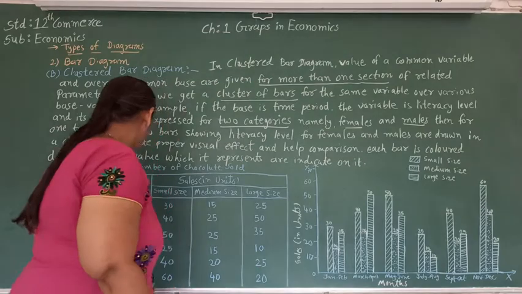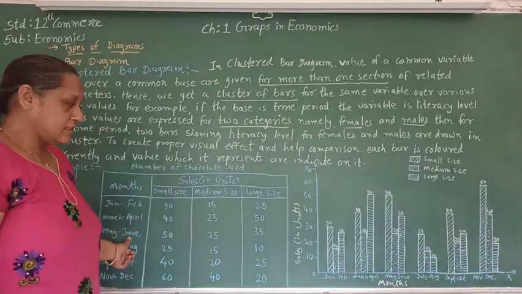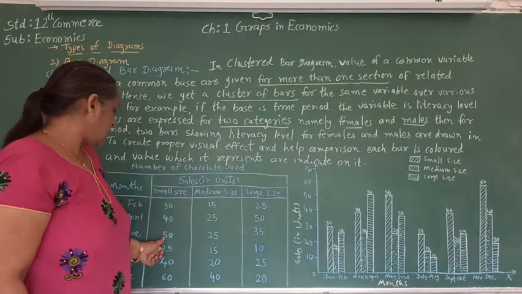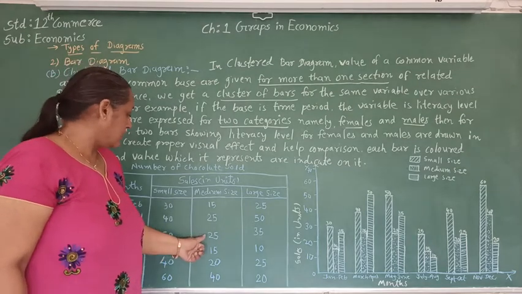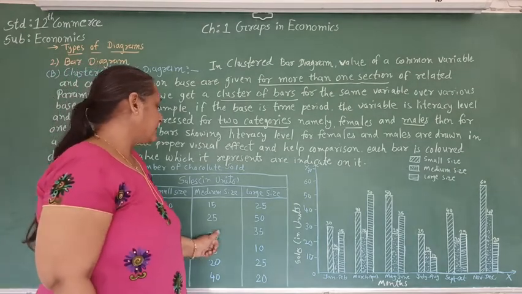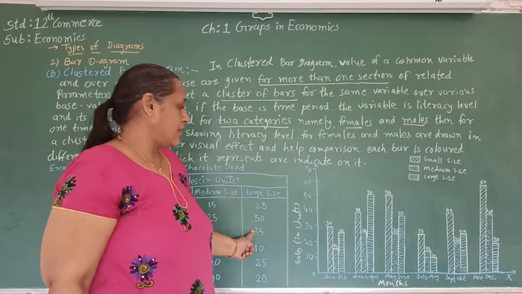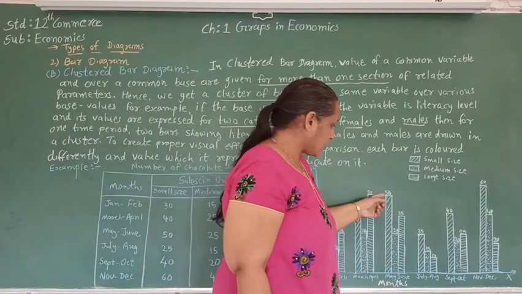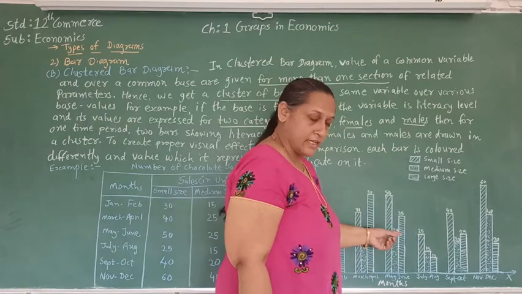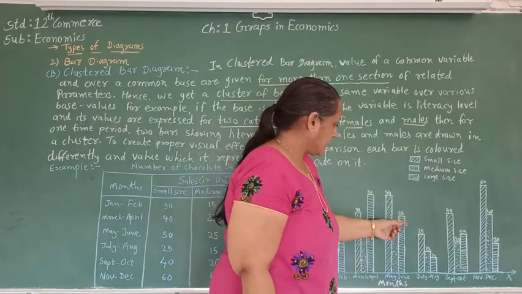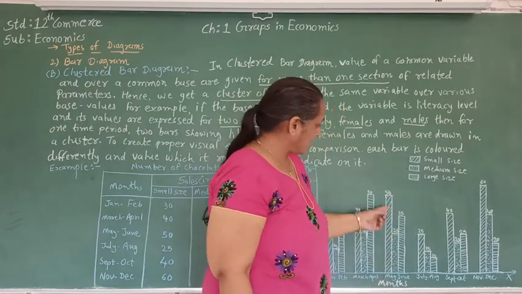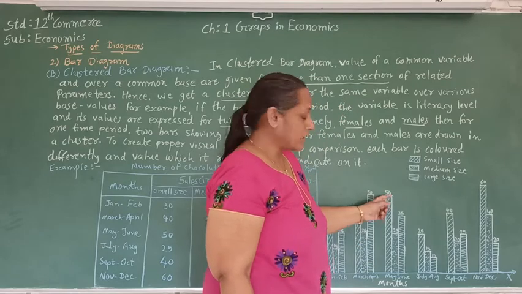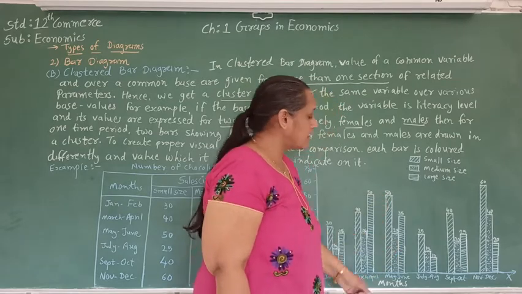Now let's see for the next one, that is May and June. For the May and June it is the small size 50 unit, medium size 25, and large size 35. So here for May and June, small size chocolate is 50 unit, then 25 unit, and then 35 unit. And here again we can see that the small size chocolate are more sold than the other two.